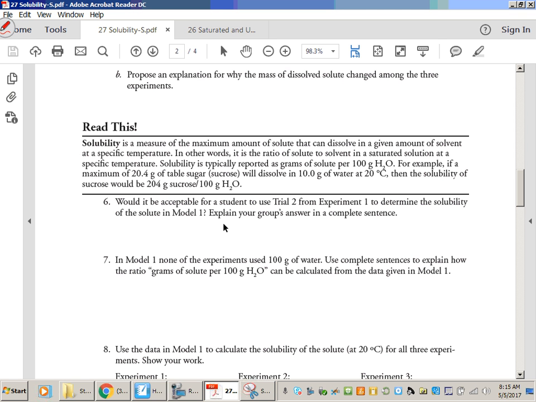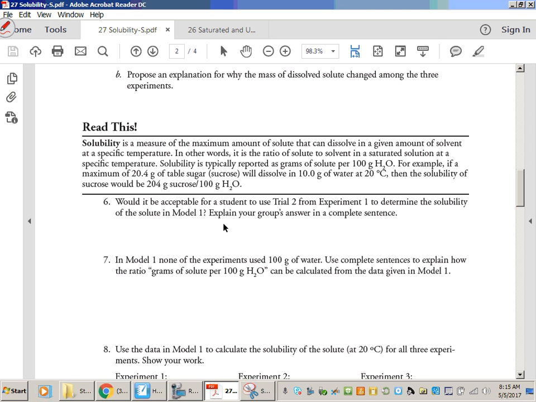Any takers? It's just like a fraction, so it's nothing crazy. You're going to take your 20.4 grams of sugar, and that will dissolve in what? What did it say? 10 grams of water. Okay?